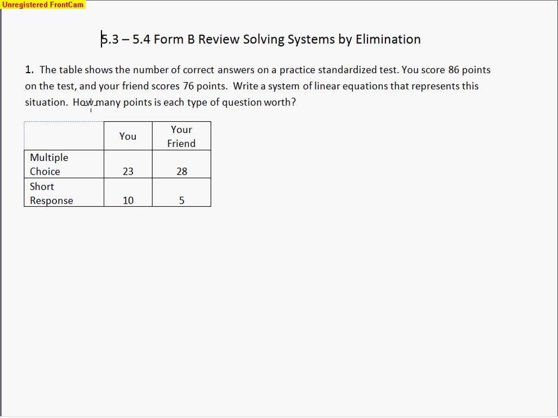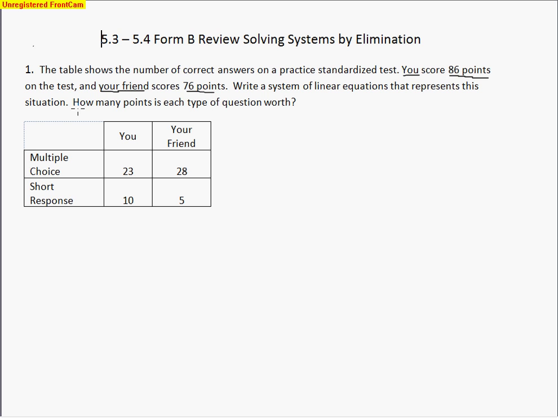It says the table shows the number of correct answers on a practice standardized test. You score 86 points. Okay, that's key information there, so I'm going to underline that. You score 86 points on the test. Your friend ends up scoring 76 points. Write a system of linear equations that represent this situation. And then, how many points?